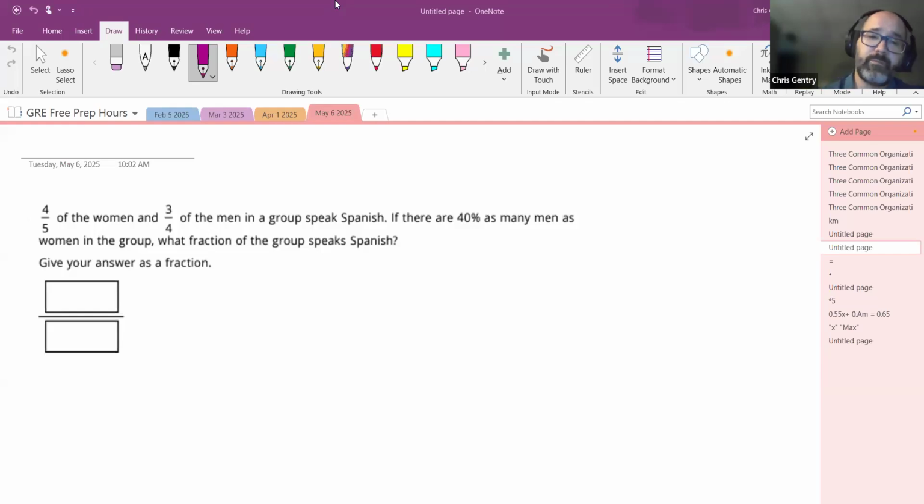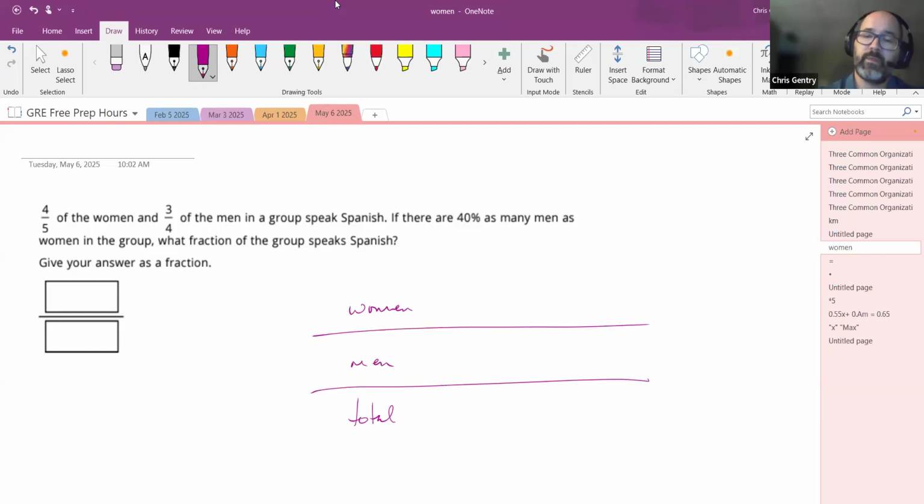For the organization here, I'll have women, I'll have men, and I'll probably just have the total number of people in the group. That's a pretty common setup. I will have the number of people, just the number of women, the number of men, the number of people in the group. And I'll have how many of them speak Spanish. Do we need to talk about how many don't speak Spanish? It's never mentioned, so I'll leave that off for right now.